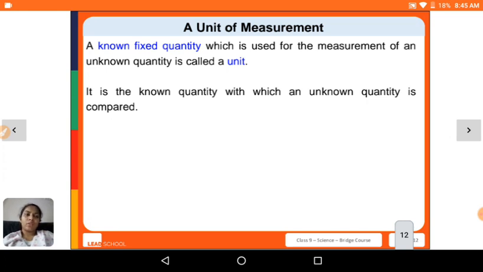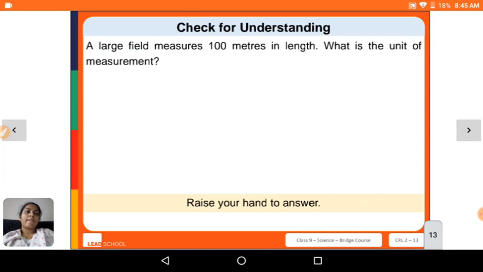And basically what we are doing is comparing a known unit with an unknown quantity so we can know the measurement of the unknown quantity. So we are comparing. Check for understanding.